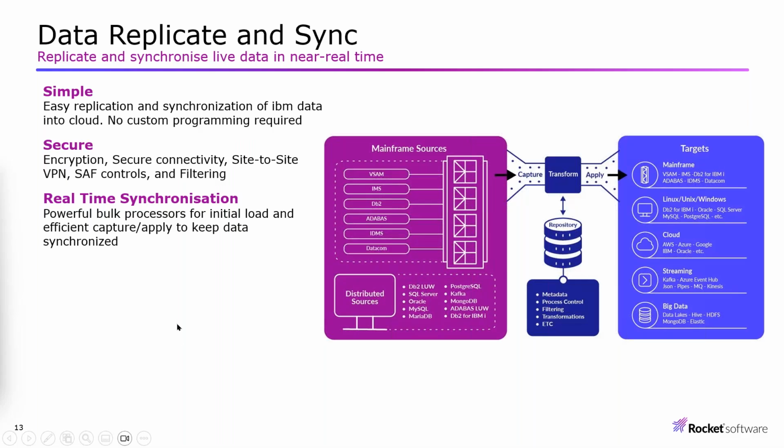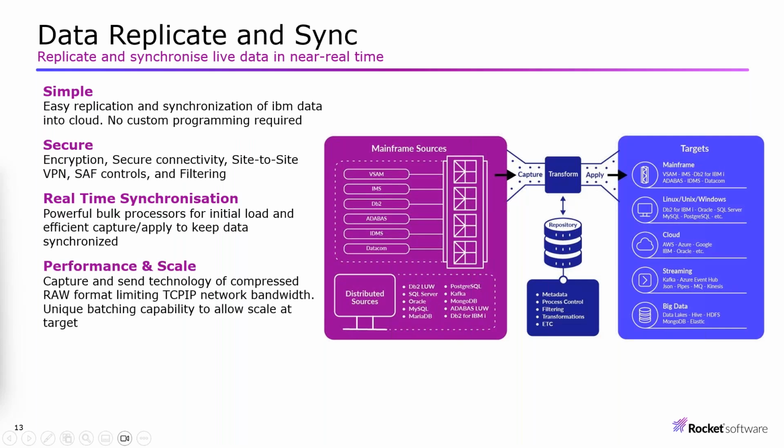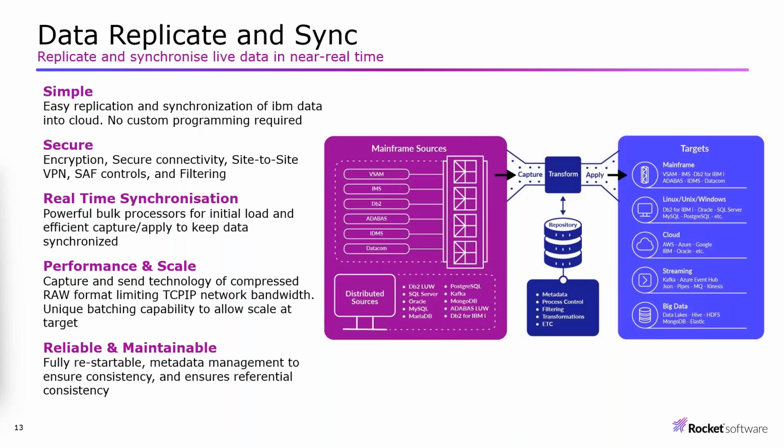Real-time synchronization, as I mentioned. We've got the initial load, and then we've got the change data capture, which I'll talk about in a minute. And then we've got the performance and scale. Obviously we're taking advantage of any raw formats that we can use, and we can limit TCP/IP bandwidth by utilizing compression and things like that. We've also got batch capability to allow you to scale for the initial bulk load. So if you've got billions of transactions for a certain table that need copying over, then we can set our batching capabilities to scale.